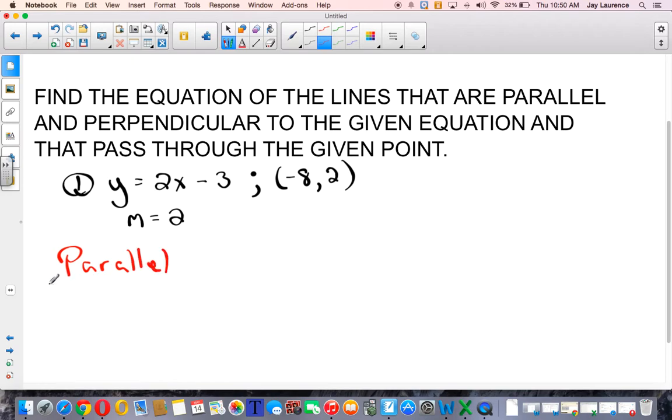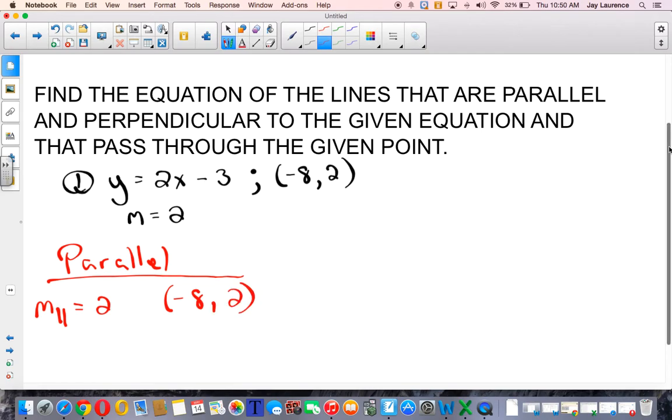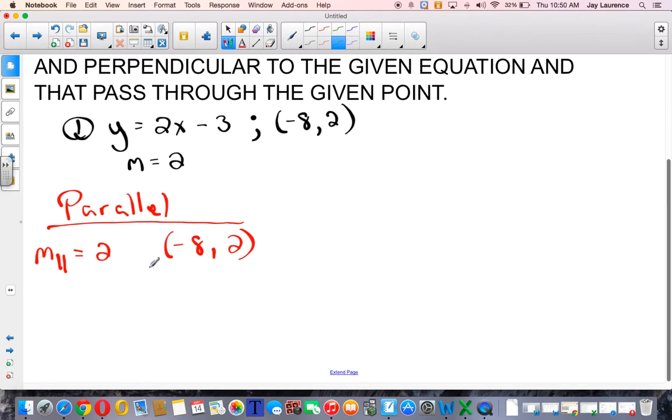Parallel. Once I know the slope of the black equation, I can get the parallel slope, which is also 2. I know the point is negative 8, 2. I'm going to use point slope form to write my equation: y minus y sub 1 equals m times the quantity of x minus x sub 1.